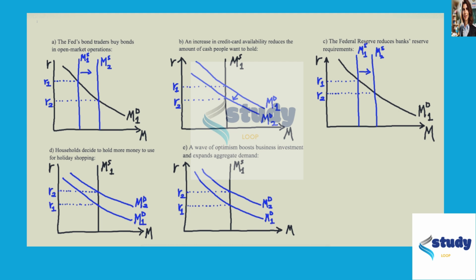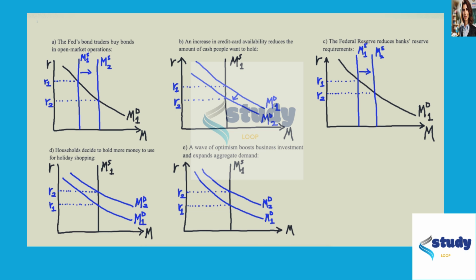Today we're starting chapter 34 with question 1, where we're being asked to explain how each of the following developments would affect the supply of money, the demand for money, and the interest rate. And we should illustrate our answers with diagrams.